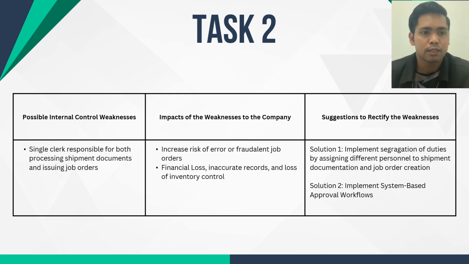The last solution is to use a system-based approval workflow. Even if full segregation of duty isn't possible, say in a small business with limited staff, we can implement a digital system where any job order or shipment cannot be completed without approval from another user. This ensures that every transaction passes through a second level of review and leaves behind an audit trail. It's especially useful in a modern environment where automation supports internal control.